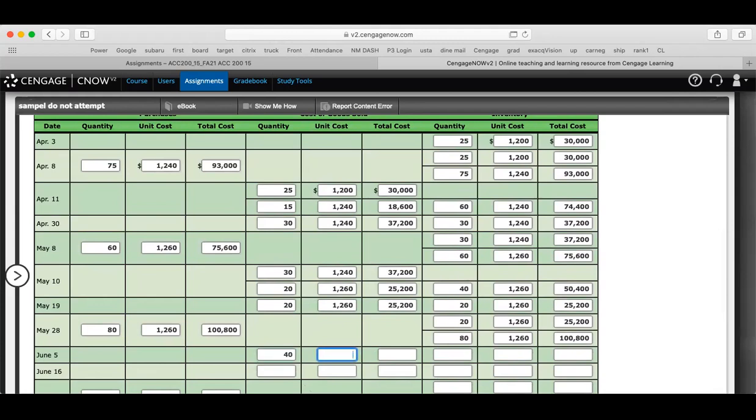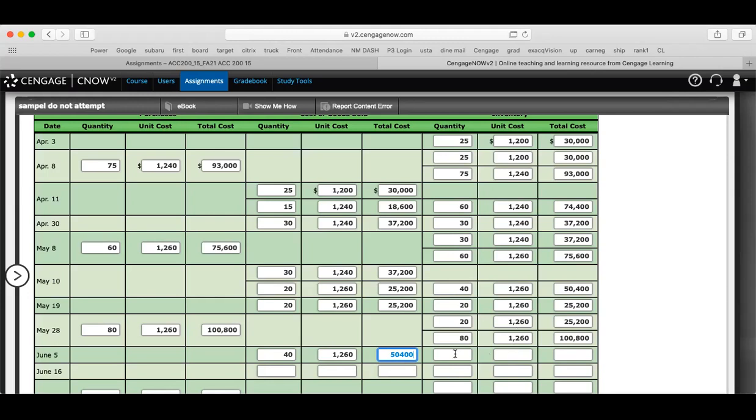At 1260. Let me see, 40 times 1260. 40 times 1260 gives us 50,400. And let's see what happens here. Notice how I took 20 from here and 20 from here.